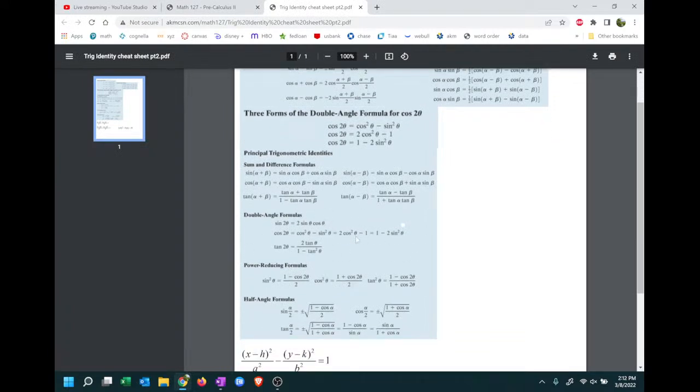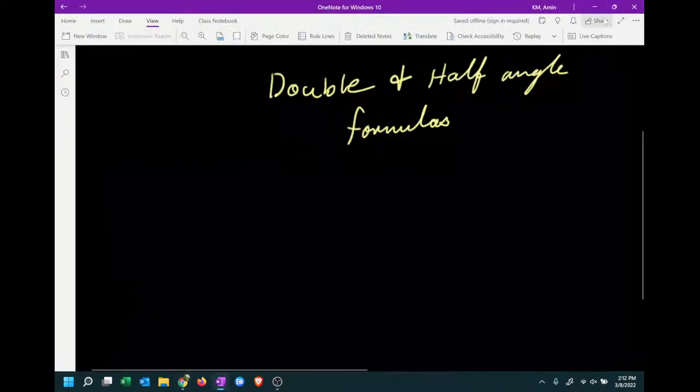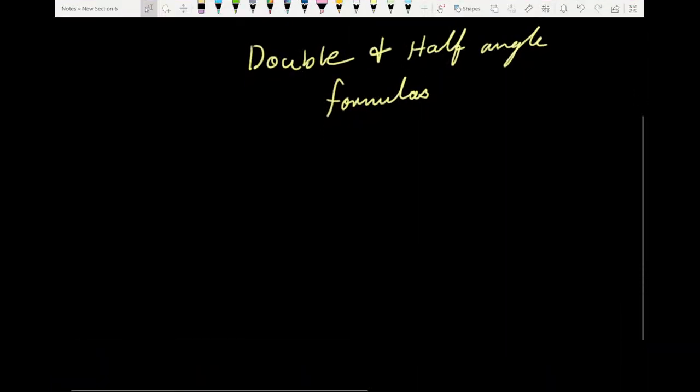Double angle formulas, half angle formulas. That's what we'll be using, these two formulas. Okay, let's start. Let's go directly into one of the problems.